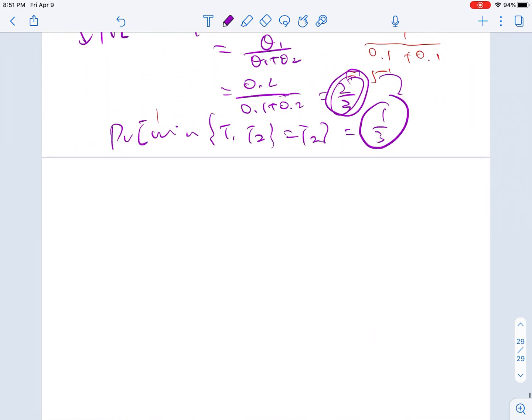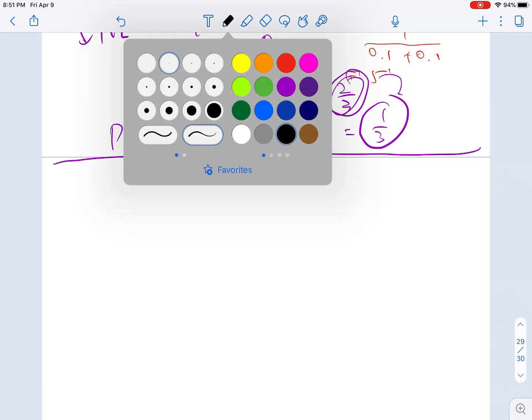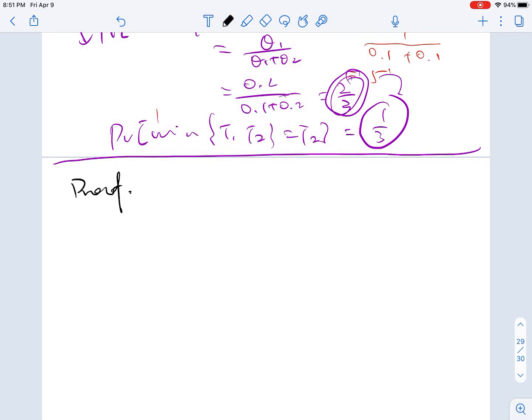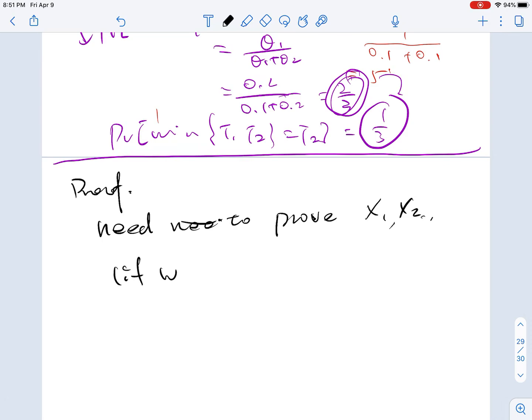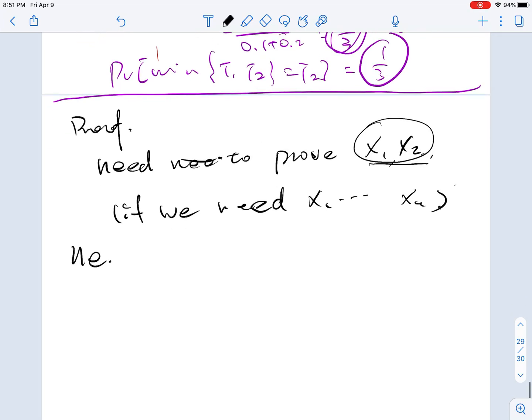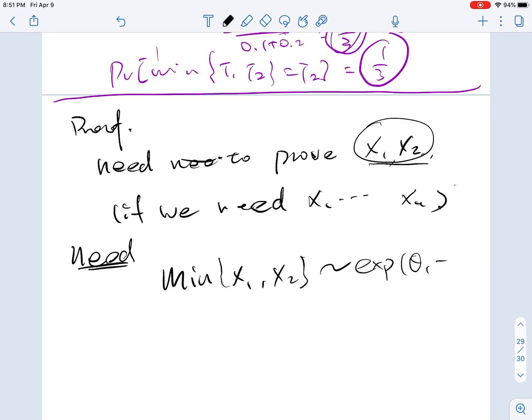So now let's prove that. Proof. It suffices to only prove the X1, X2 case. In general, if we need to prove it for X1 up to Xn, the general case, then we can do that by induction. So now what we need is that the min of X1, X2 follows an exponential distribution with parameter theta1 plus theta2.